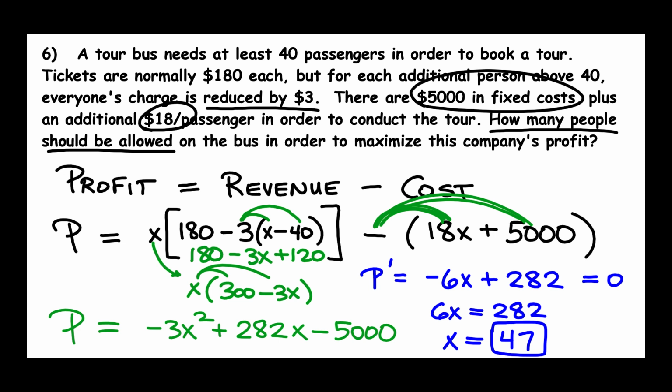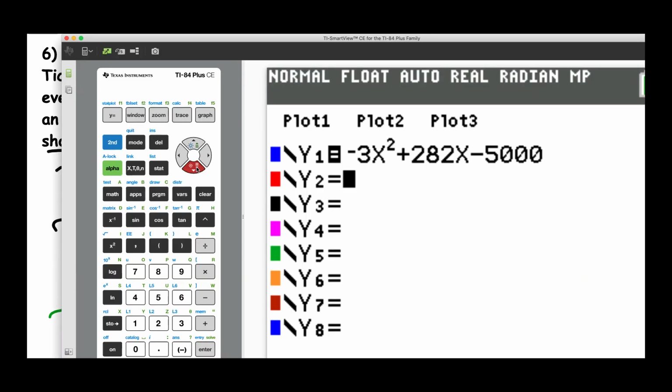Okay. Let's graph just to make sure. I'm going to go ahead and graph the profit equation. And you should be able to see that 47 will be the max. I don't know if you noticed or not, but that $5,000 in fixed costs, that didn't really matter. If there's extra fixed costs, we typically don't pass that on to the customer in the price. That won't help our overall bottom line, even though a lot of companies do that.